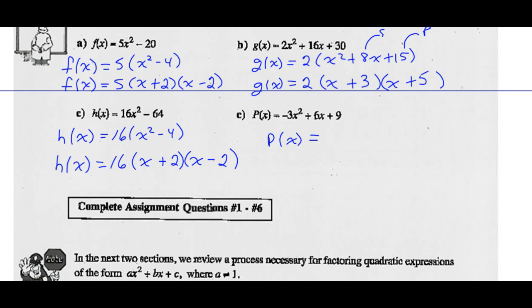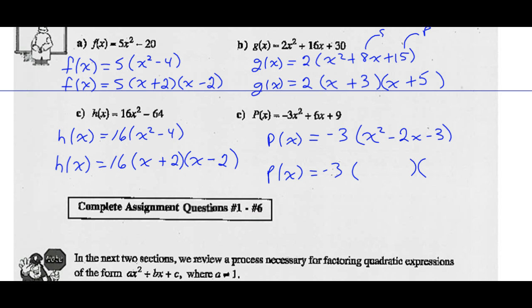I see that all three terms are divisible by 3, but I can actually divide out a common factor of negative 3. That means I've got a 1x squared in front, which is a lot easier to factor, a positive x squared term. 6x divided by negative 3 is a minus 2x, and 9 divided by negative 3 is a minus 3. And I'm going to use that inspection method.